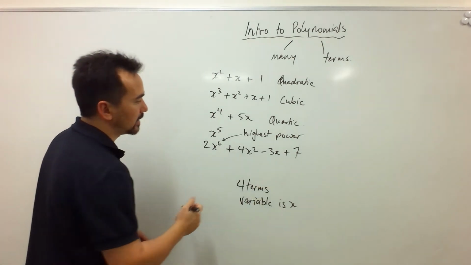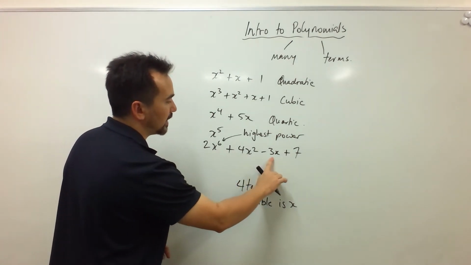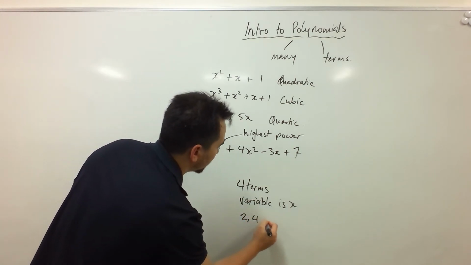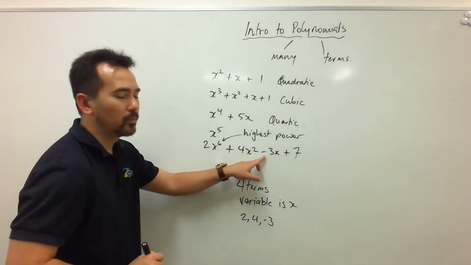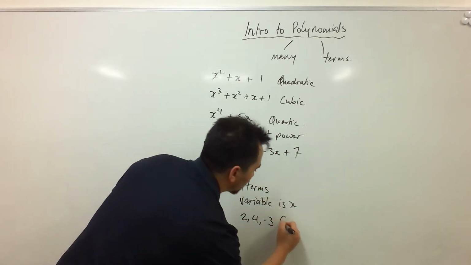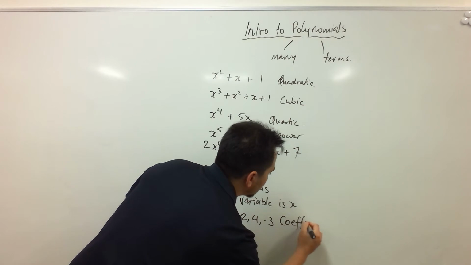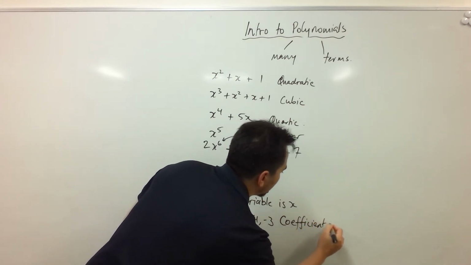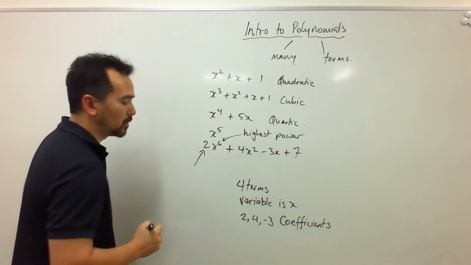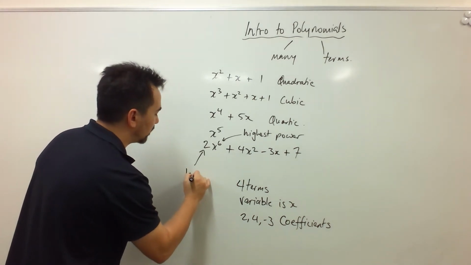And we would say that the 2, the 4, and the negative 3 are coefficients. Okay? And notice that with negatives you have to include the negative. The negative 3. These are what we call coefficients. And that's a really important term to know as well. The 2 then is what we call the leading coefficient.